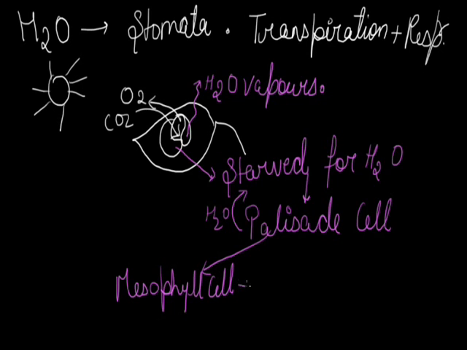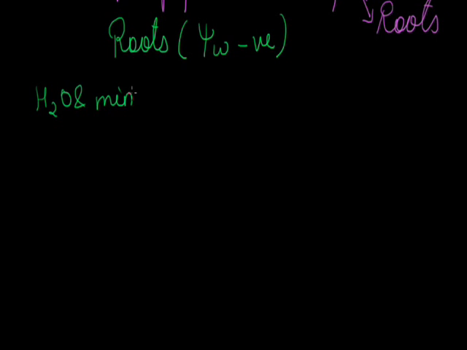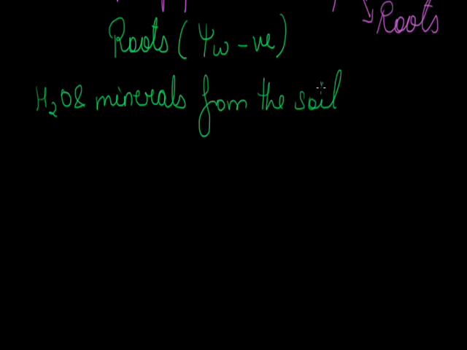Similarly, from the mesophyll cells the demand of water goes to the xylem cells, and so on, at last to the roots, where the water potential is negative. So the water and minerals from the soil move towards the roots from higher concentration to lower concentration.